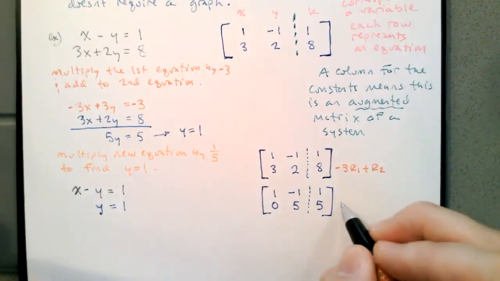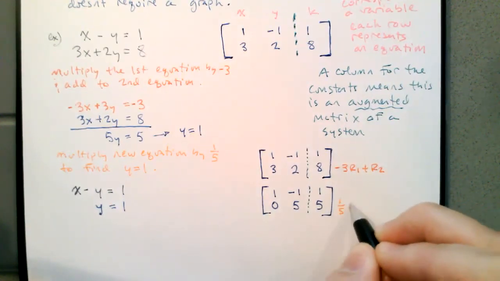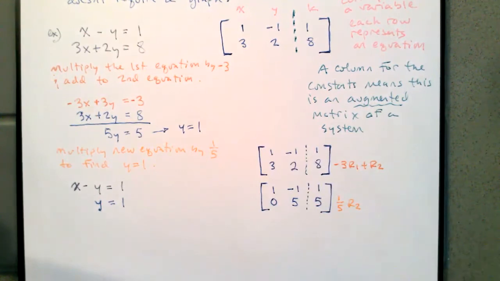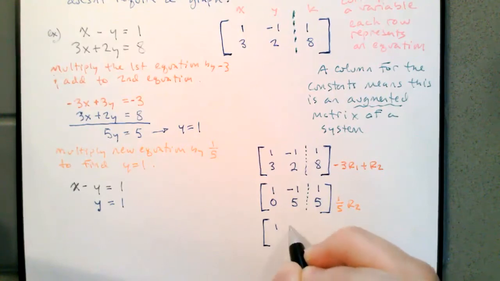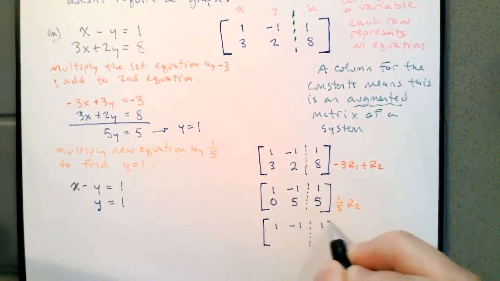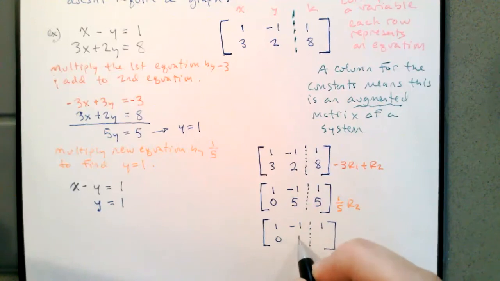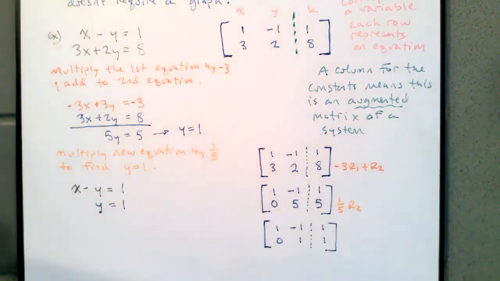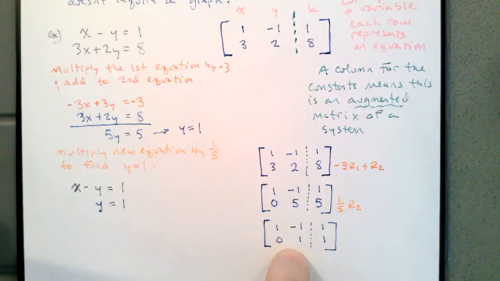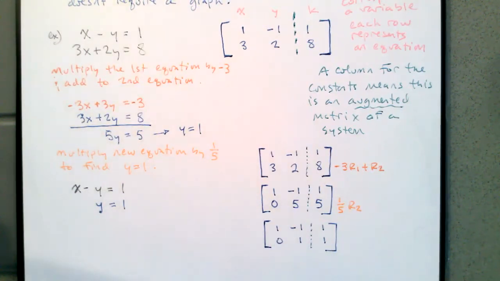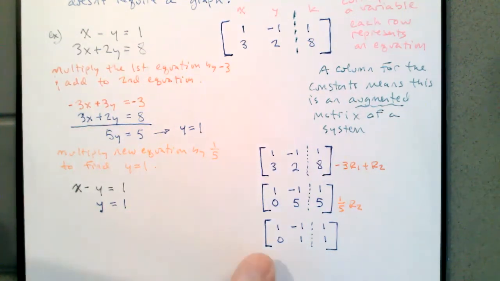Then I just did 1/5 of row 2 and made that my new row 2. So the augmented matrix is 1, -1, 1, 0, 1, 1. And this second row corresponds to the equation y equals 1. 0x plus 1y is equal to 1. So this system corresponds to this augmented matrix.